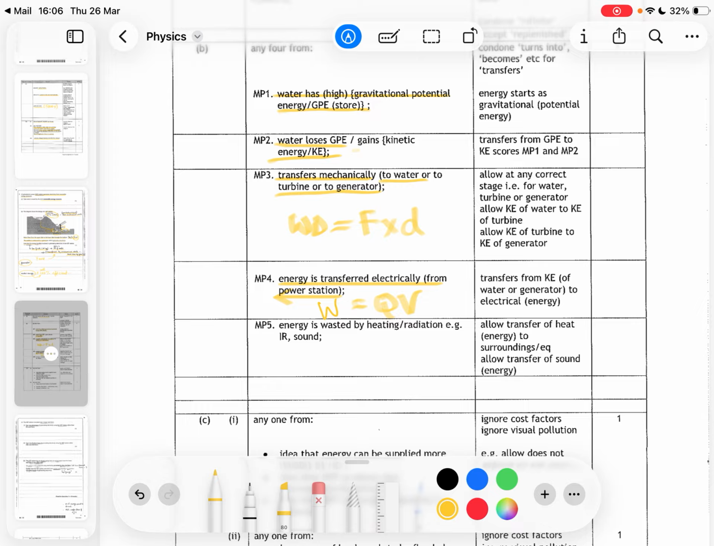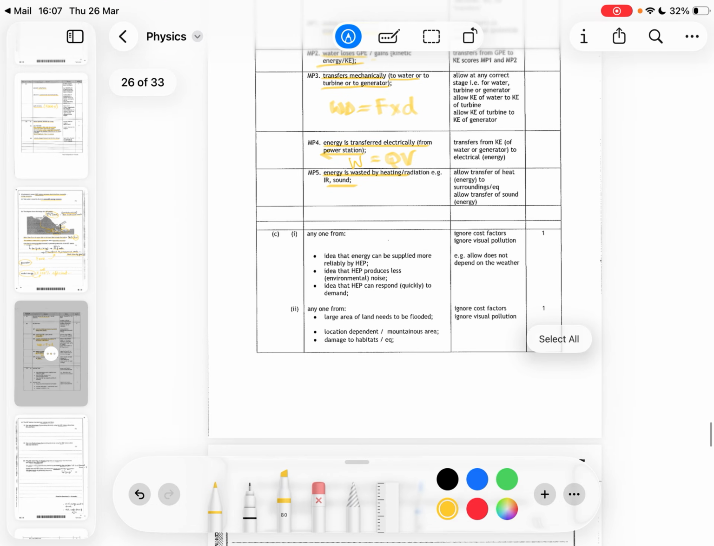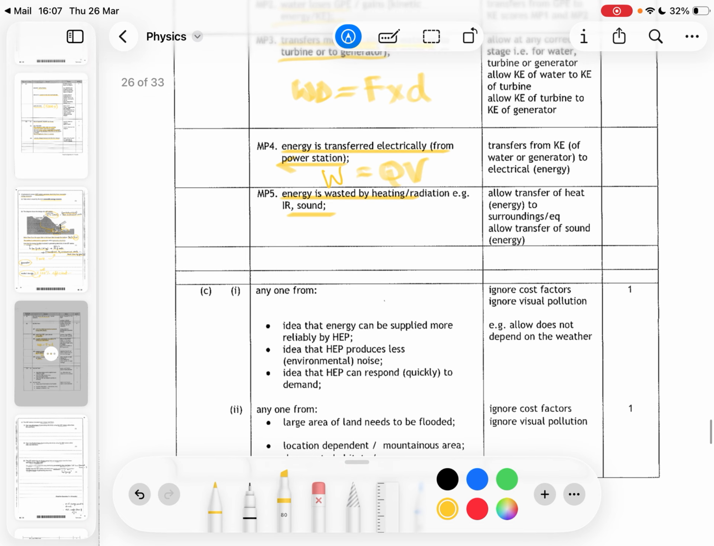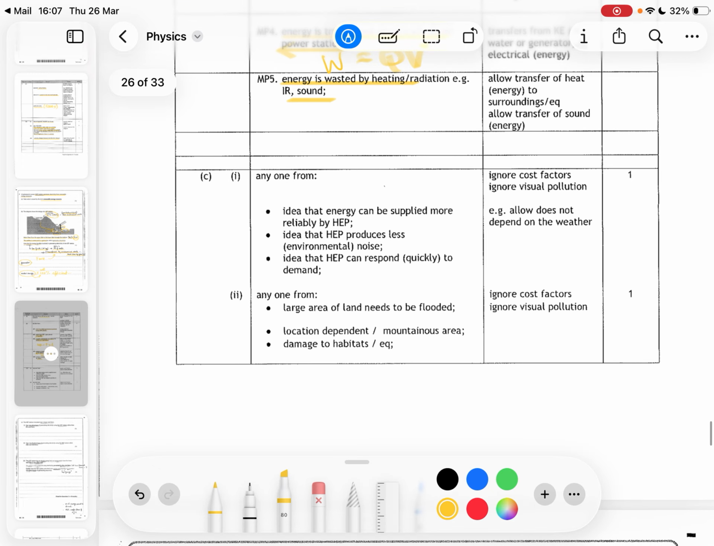And then you need to mention that some energy is wasted somewhere. You're going to get some sound from the movement of the water. That energy doesn't end up where you want it to be. It's kind of lost to the surroundings. And whenever there's movement, there will be some energy lost as heat. So there are many ways, five ways, to get the marks, okay? So we were on part B, part C is coming up next.